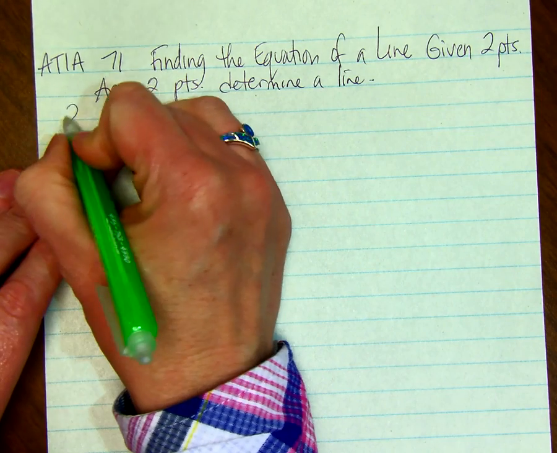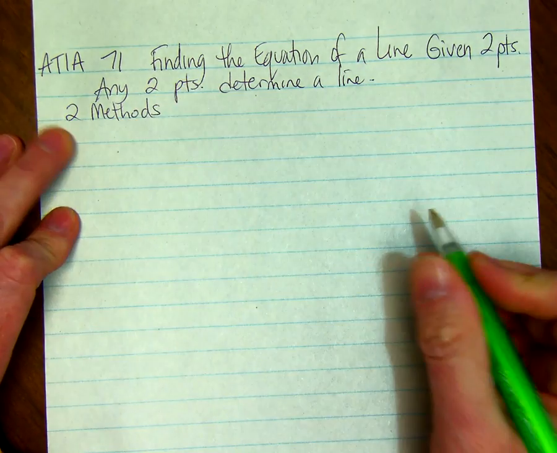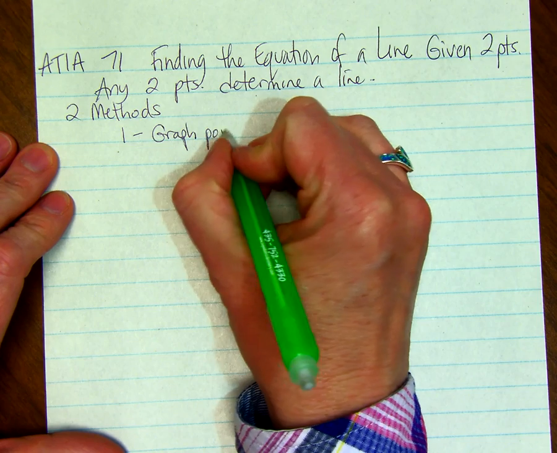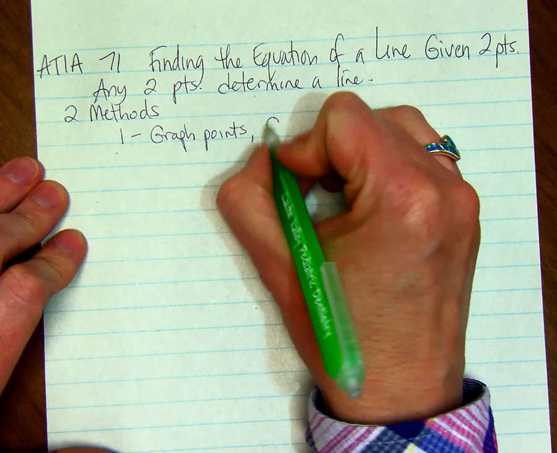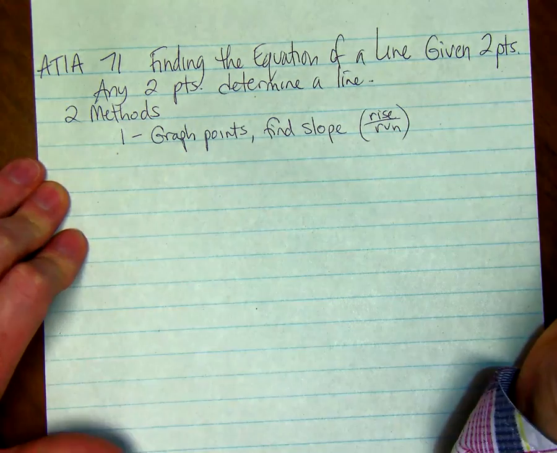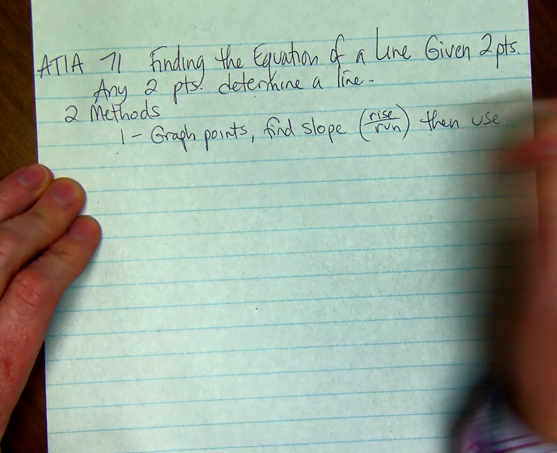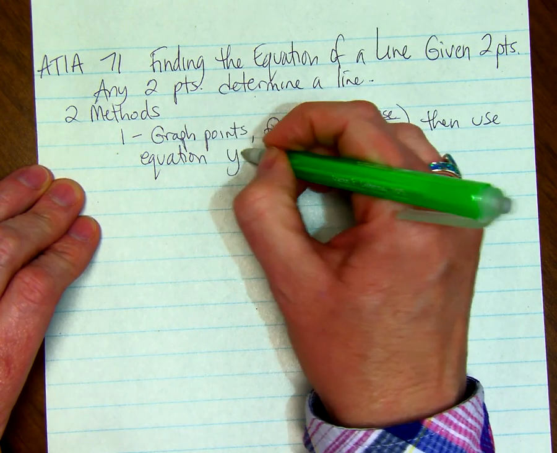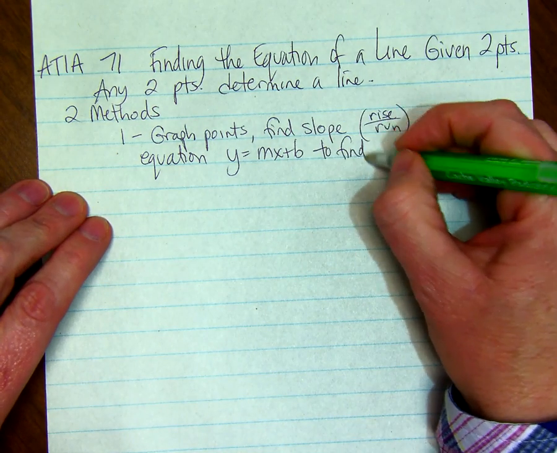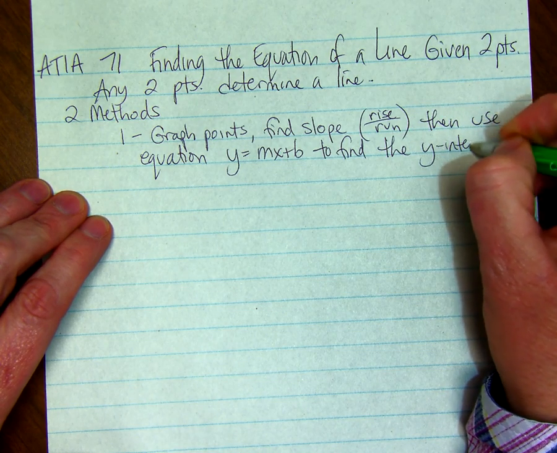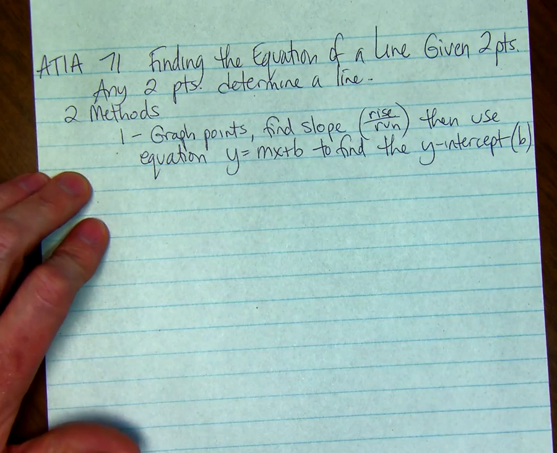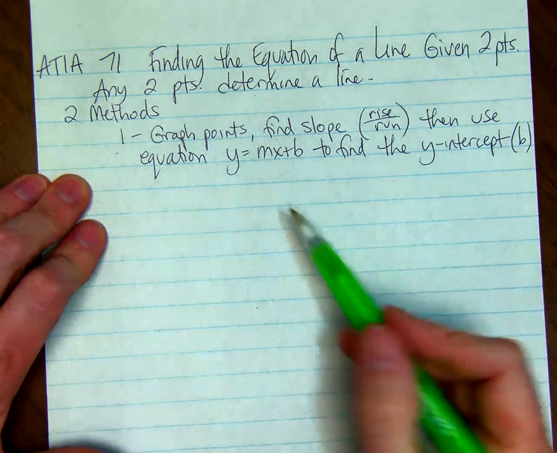So there's 2 methods that you can do to find the equation of a line when you have 2 points. Number 1, graph the points, find the slope, and remember that's the rise over the run. Then use the equation y equals mx plus b to find the y-intercept, which remember is the b, the number b. Just like we learned in the additional topics in algebra for lesson 68.